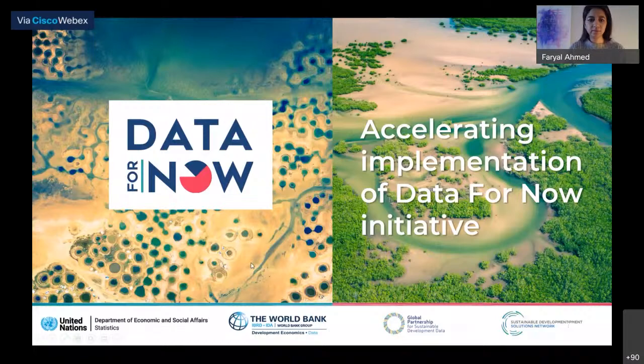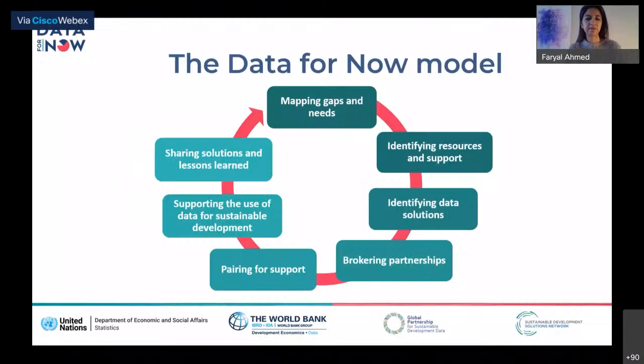So the Data for Now model keeps the countries at the forefront of the initiative. The aim of the project is to increase the availability and use of more accurate, disaggregated, and up-to-date data. And it aims to increase the uptake and use of proven solutions to provide timely insights for decision makers and ultimately accelerating progress on the SDGs.